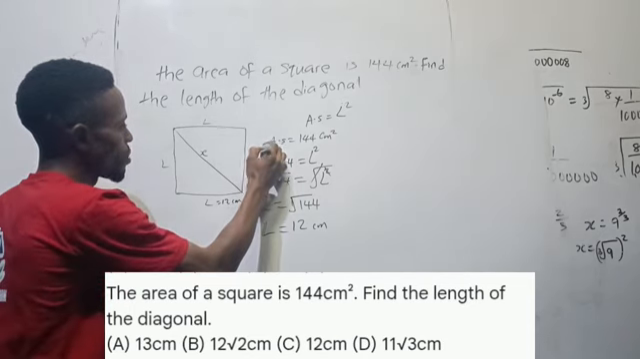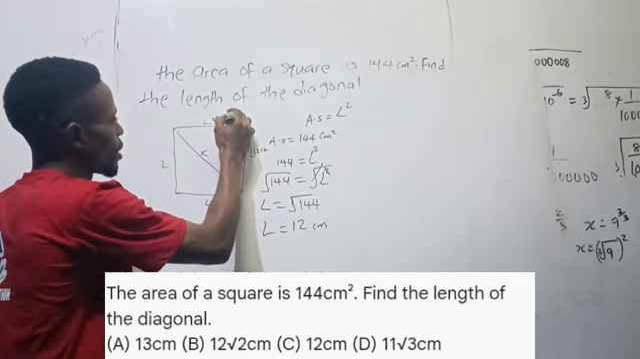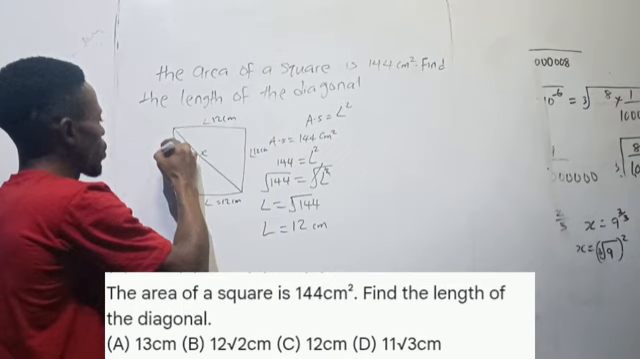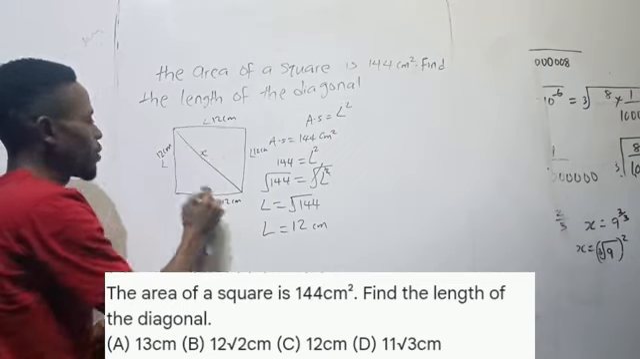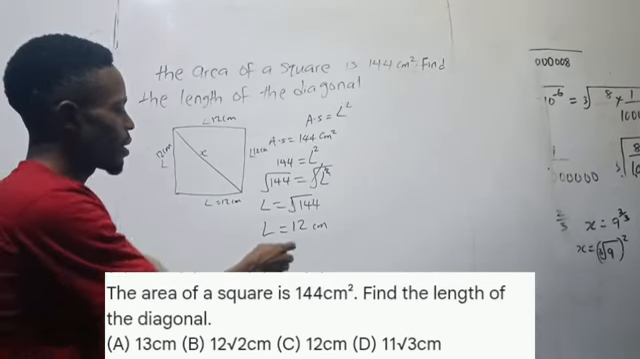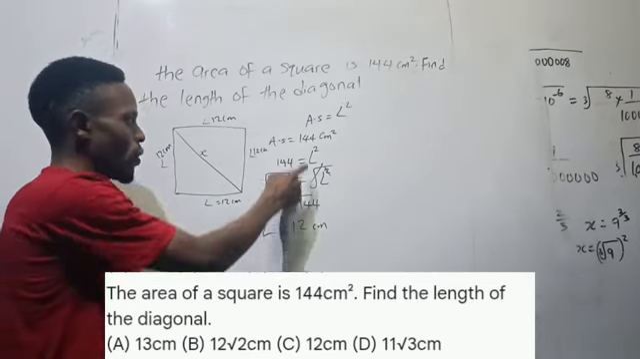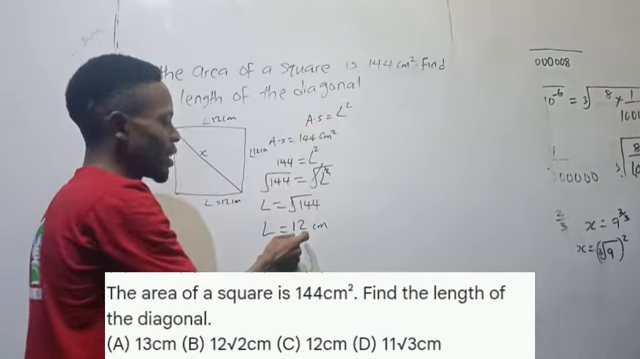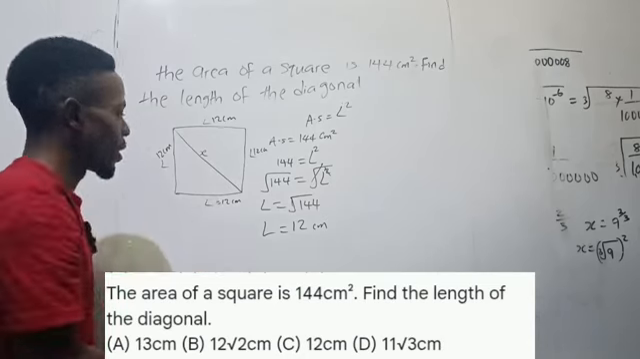We have 12 centimeter, and the length is equal to 12 centimeter because the sides of a square are always equal. Again, now we have gotten our length from the area of a square. We have gotten the length. Now to find the diagonal.